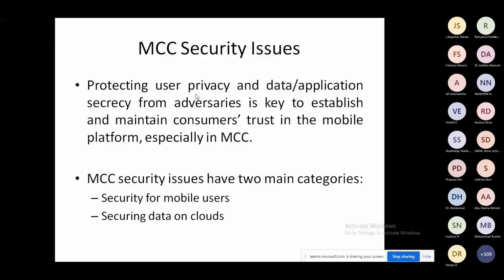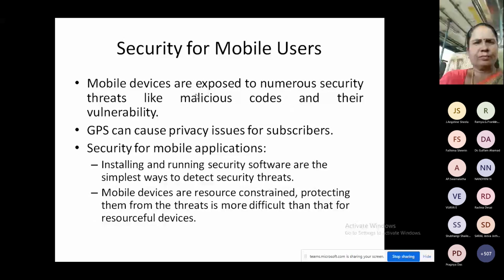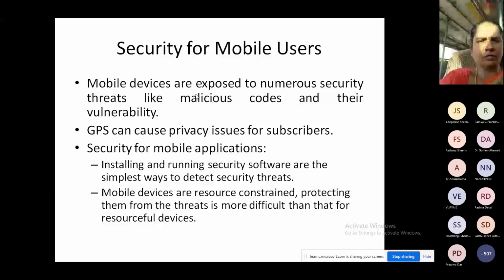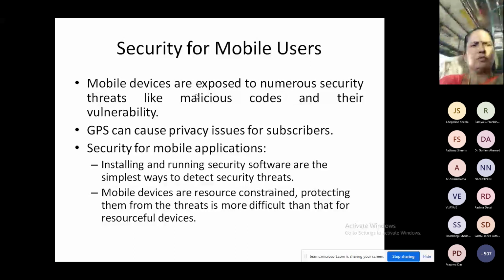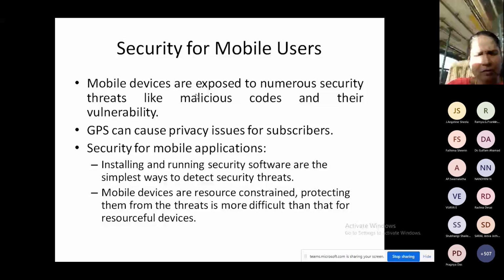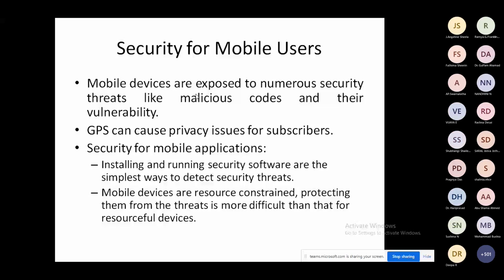These are the various security issues. Then security for mobile users. Mobile devices are exposed to numerous security threats like malicious codes and their vulnerability. GPS can cause privacy issues for subscribers. And the security for mobile application for installing and running security software to detect security threats, as mobile devices are resource constrained, where protecting them from the threats is more difficult than that for resourceful devices.